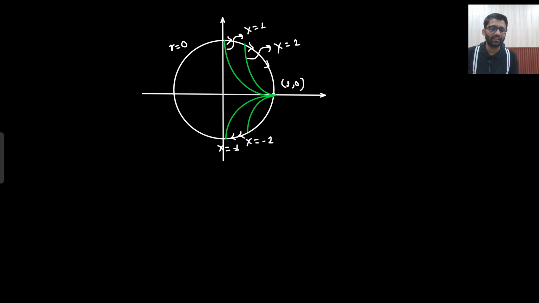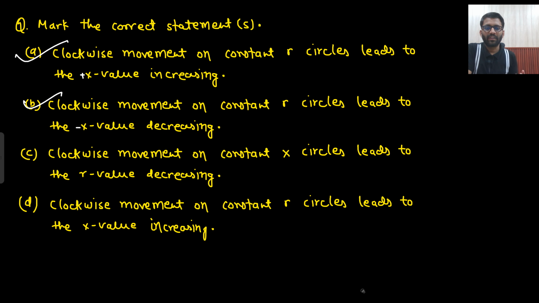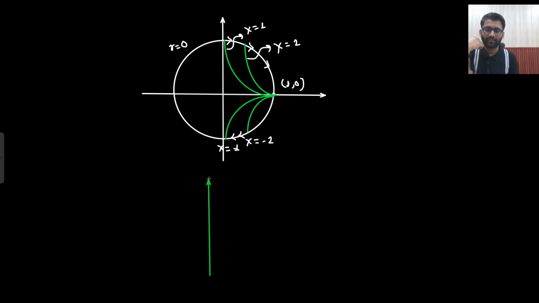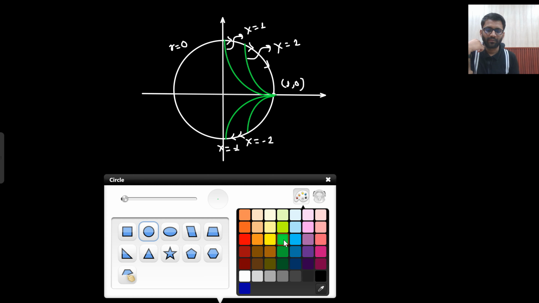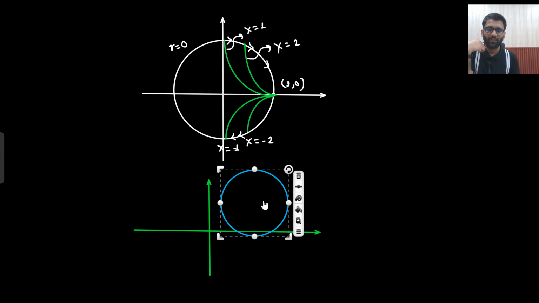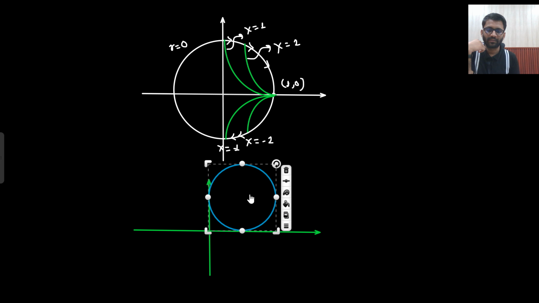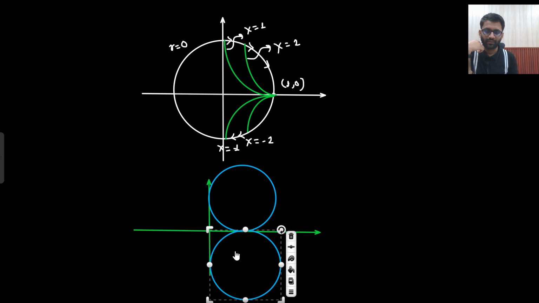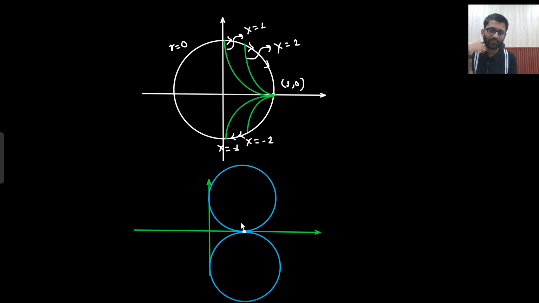Now what next are they asking? Clockwise movement on constant X circles leads to the R value decreasing. So let's make some constant X circles. This could be one of your constant X circles, and certainly this could also be one of your constant X circles. All will originate from 1 comma 0 only, okay?